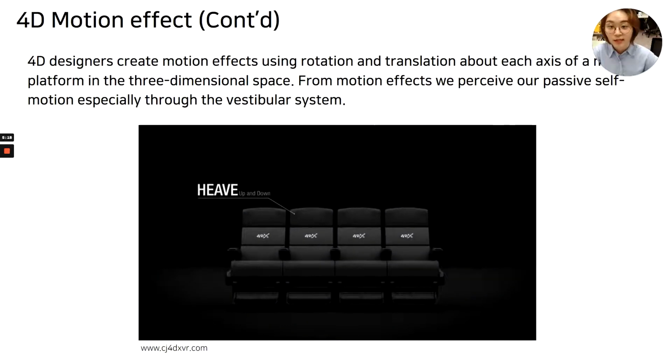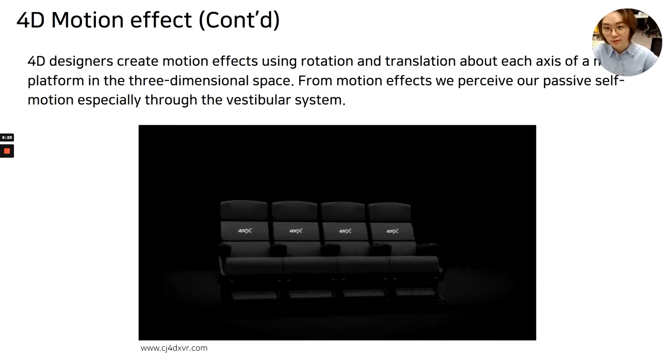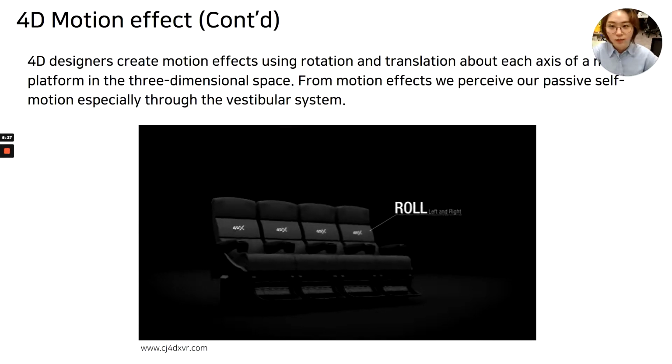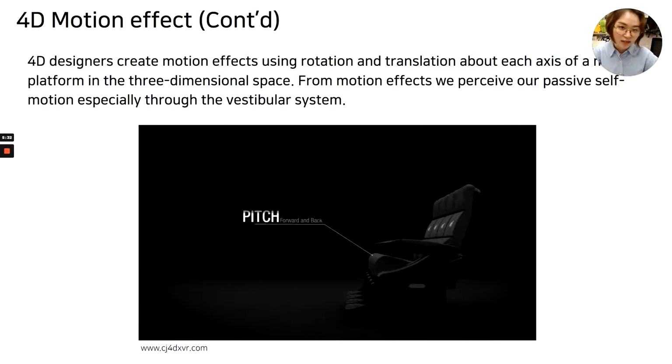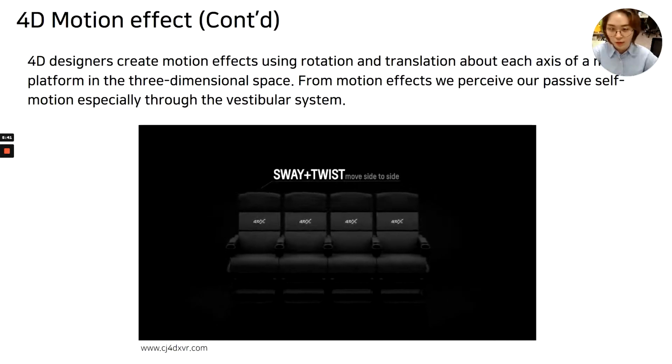When 4D effects designers create motion effects, they combine 6 degrees of freedom of a motion platform. Each degree of freedom corresponds to a rotation or translation around one of the 3 axes in the 3-dimensional space. For simplicity, here we call a motion that moves only in a single degree of freedom a motion type.